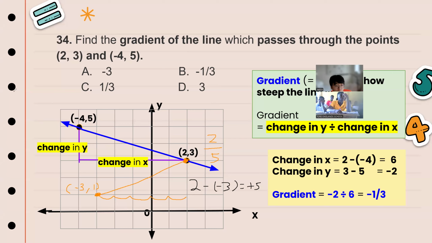What about the change in y? It moves up 2, right? Moves up 2. So we find 3 minus 1, which equals 2, positive 2. And the gradient is the change of y over change of x, so it's 2 over 5. Yeah, great job in answering this question.